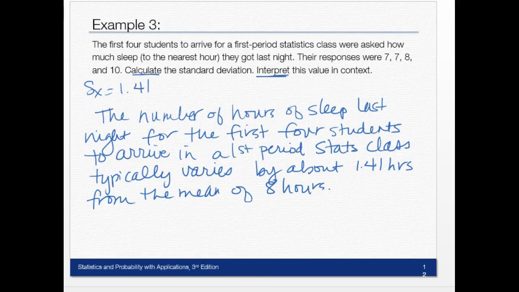Now, again, it's the framework you use. You don't use exact wording every time, but you change it up. Change up the context. So I'm going to highlight the parts that you're going to use over and over. The number of hours of sleep last night for the first 4 students to arrive in the first period stats class typically varies by about whatever from the mean. The rest of this is specific to this problem. You're going to learn a lot about writing in context this year, and one of the key things you have to do is be able to interpret in context using the correct framework. All right, so that gives you a good idea of how to handle standard deviation, IQR, and range.